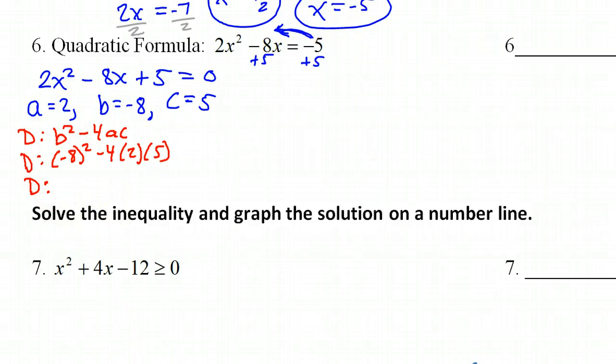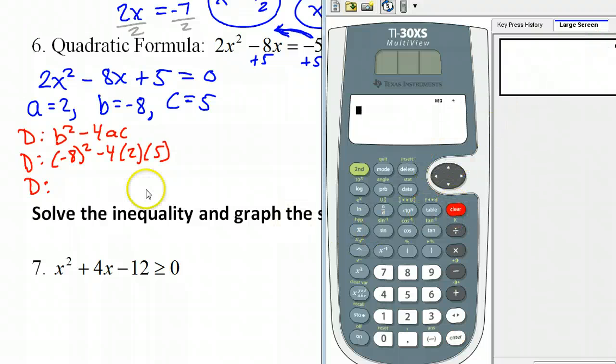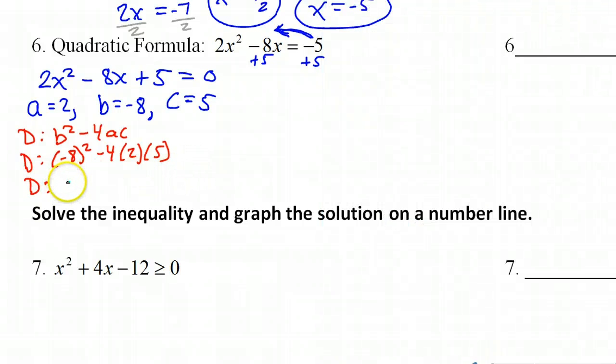So let's see what that is. Negative 8 squared, that's positive 64. And I encourage you to type positive 64 instead of trying to write negative 8 squared down. Just do that part in your head. So there's my b squared minus 4ac. Okay, so that is 24. So our discriminant is 24. Always calculate that first. Now we can go on with the rest of the problem.